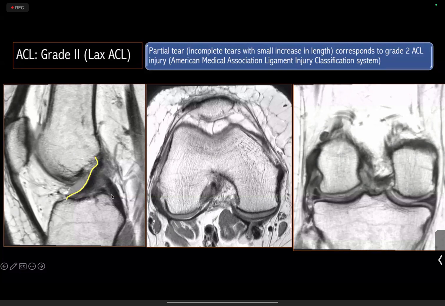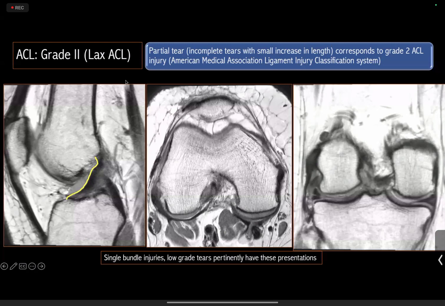Here, the increase in the length is evident on the sagittal plane, but if you try to see, the signal intensity is more lost, and the presence of incomplete tears will give rise to such type of signal intensities within. So a lax ACL would be subclassified as a grade 2 type of injury. Here, the laxity of the ligaments would again be an indicator that we may be dealing with a low grade tear or single bundle injuries, where one bundle is torn and the other one is trying to hold the ligament integrity visually on the images, but the functional integrity is lost.